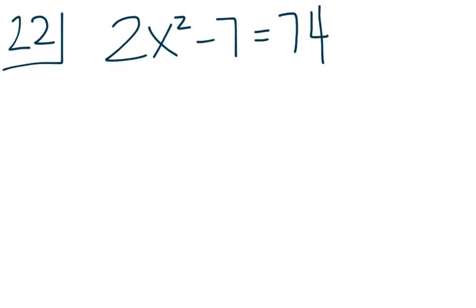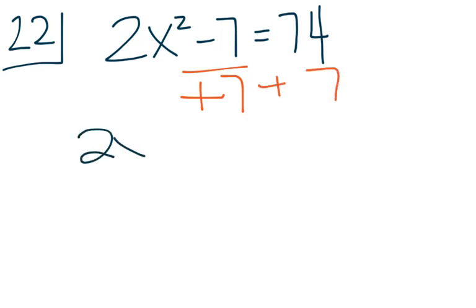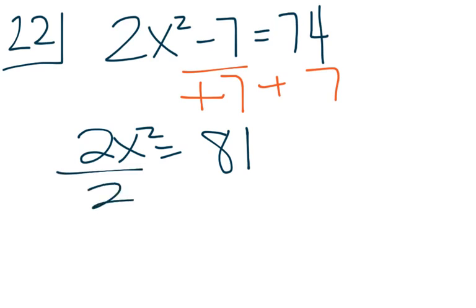Number 22, 2x squared minus 7 equals 74. So we want to get rid of this minus 7, so we're going to do the opposite, add it to both sides. So we have 2x squared equals 74 plus 7, which is 81. Wait, is that right? Yeah, that's right. So now we want to divide both sides by 2. So x squared equals 81 divided by 2, which is 40.5.